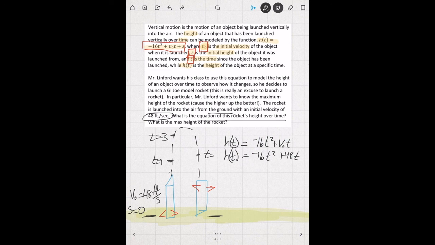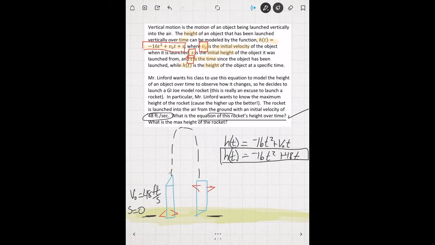So really, all that we're saying here is write a function. Well, you know the form of the function because we were given that. So we took all the initial conditions. We knew its speed. We knew its initial height. So we could write this function that models the height over time.